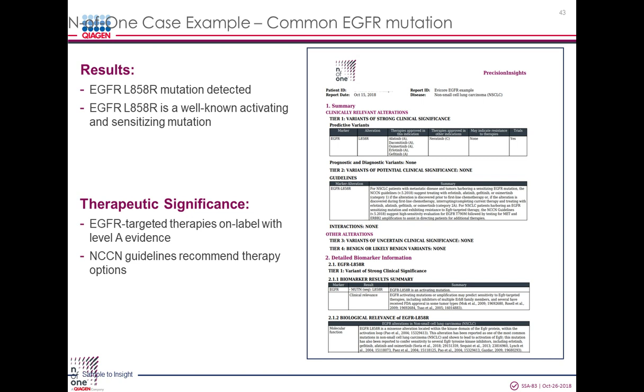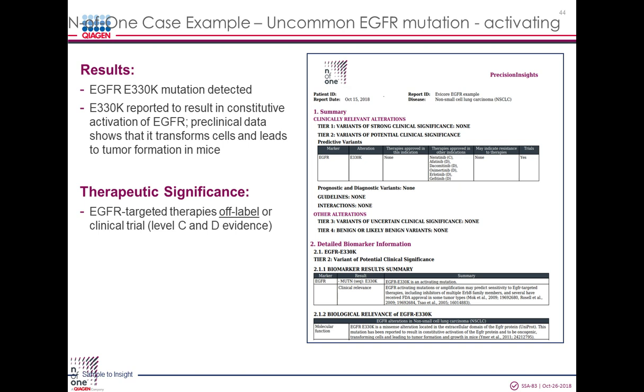And in this first case, the patient has the most common sensitizing EGFR mutation, which is L858R, level A evidence for using a number of different therapies. You can see the guidelines are cited because L858R is specifically mentioned in the guidelines in non-small cell lung cancer. And that was a tier 1 variant.